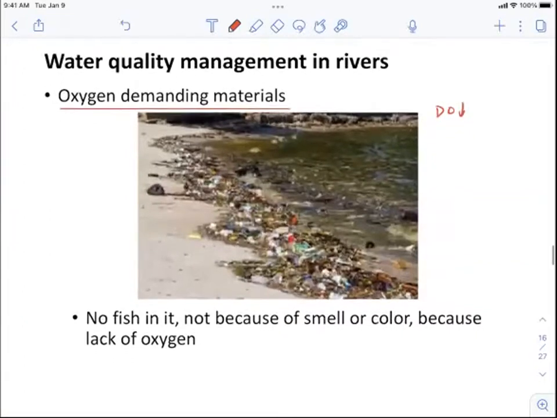So that's why, for water quality management, when the EPA monitors the water quality, what they will do is measure the oxygen demand. Okay, so remember, this is oxygen demand. They will measure the oxygen demand for all the chemicals in the water.